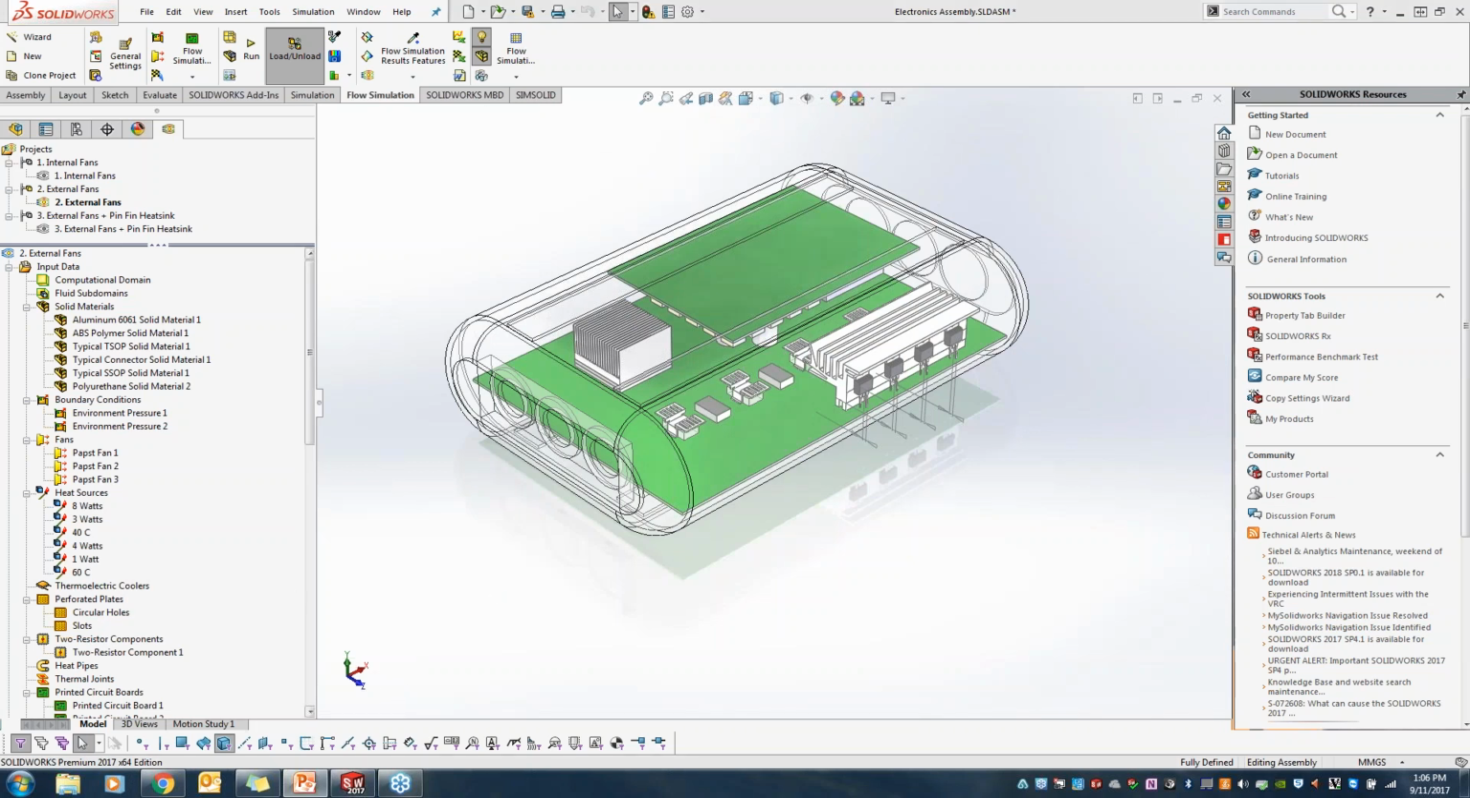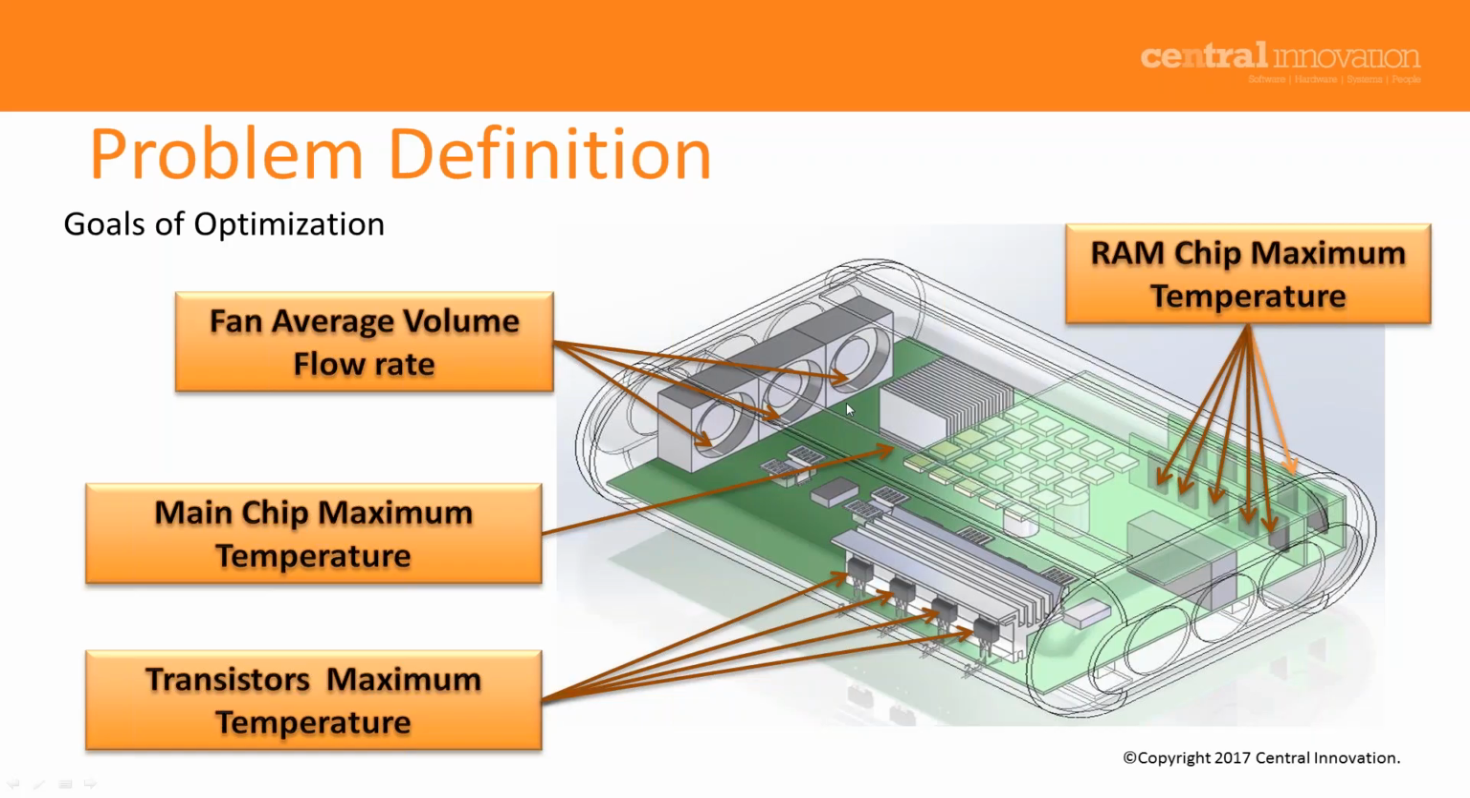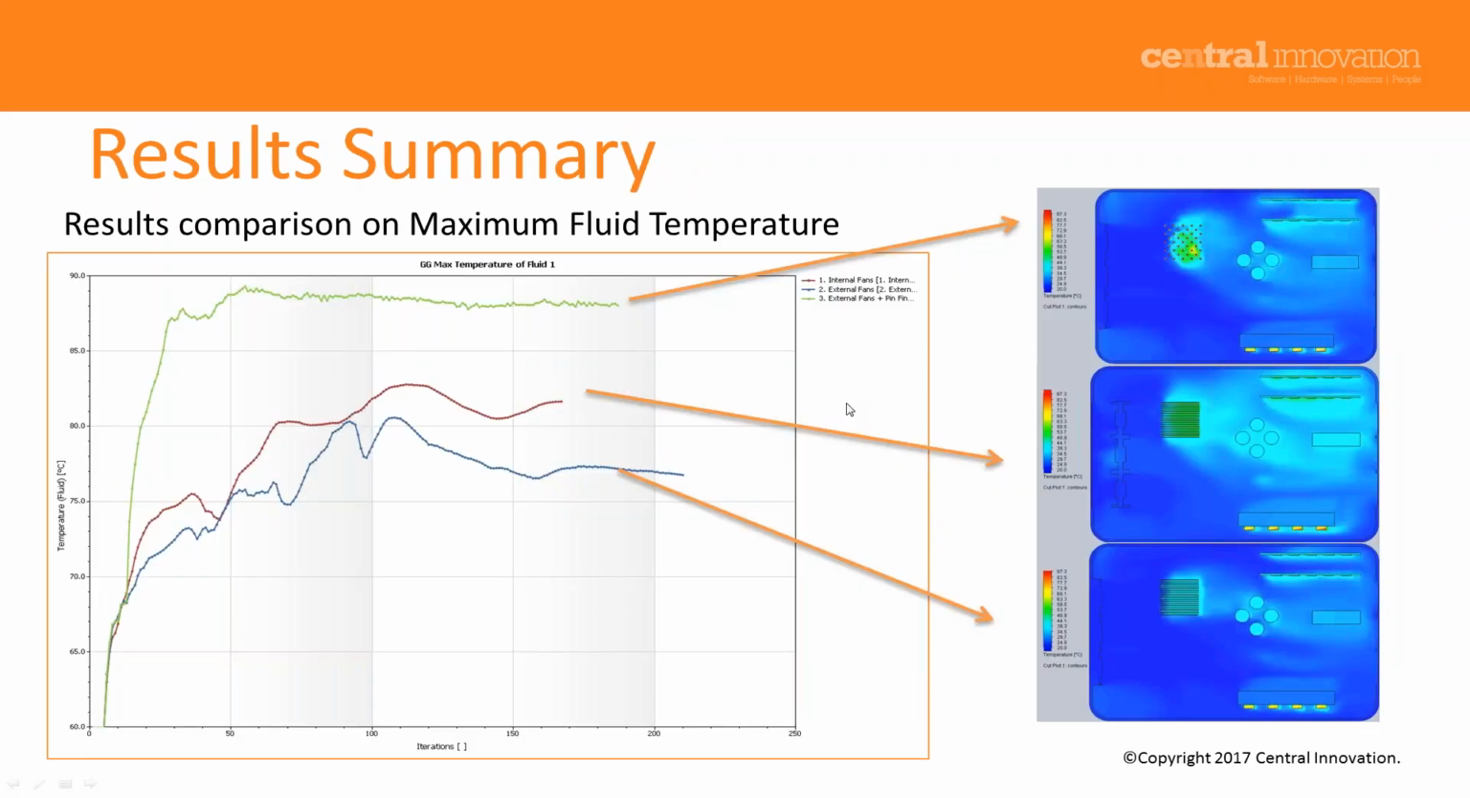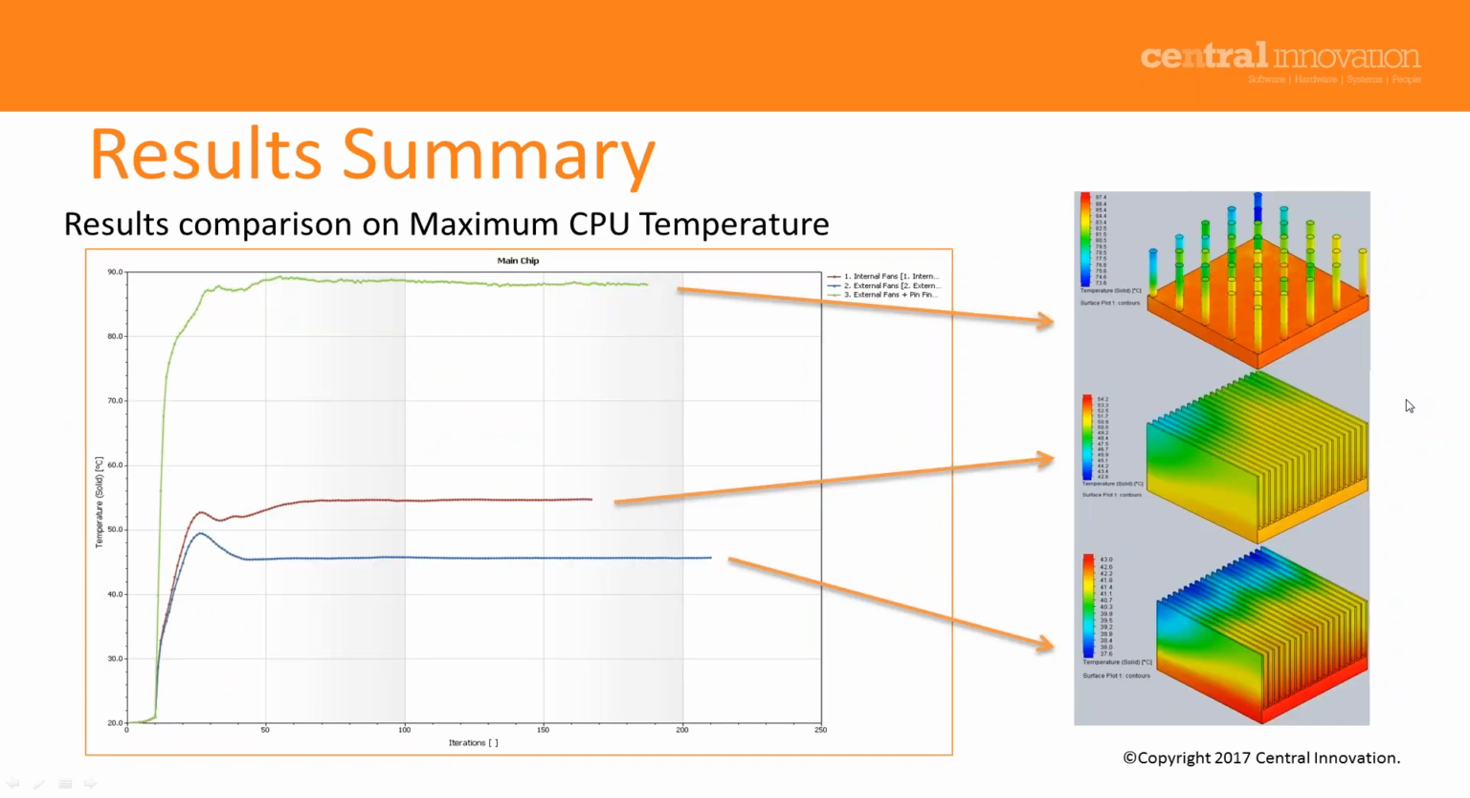Let's see. Among all of these results, what we can see, the last configuration, which is a pin fan, got the highest temperature on the CPU, and the best one here is the fan. Then we have the external fan, and we have the other format of the heatsink. This is what is showing us as a flow temperature, and this is exactly the temperature of the heatsink, which is directly going to our CPU.